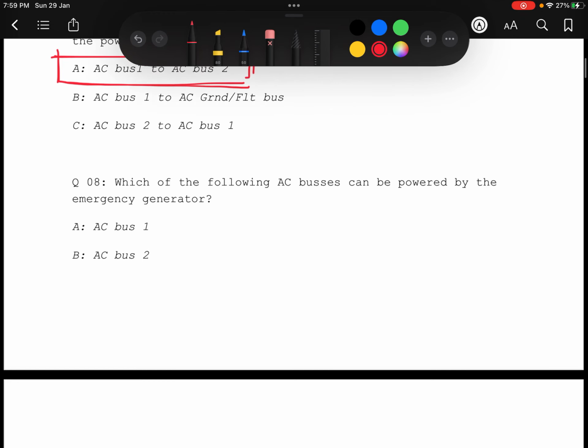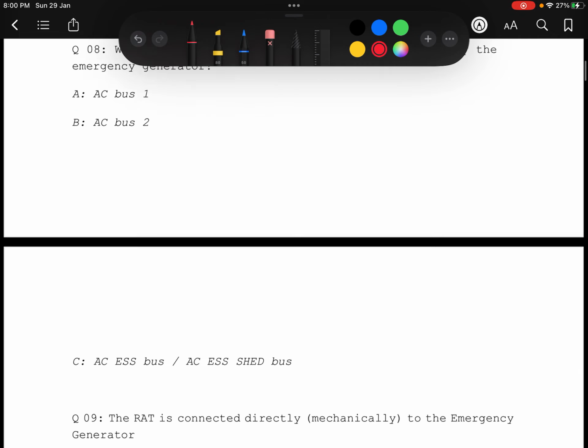So the next question: which of the following AC buses can be powered by the emergency generator?